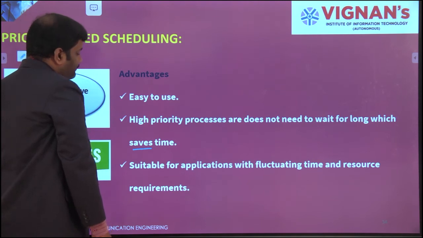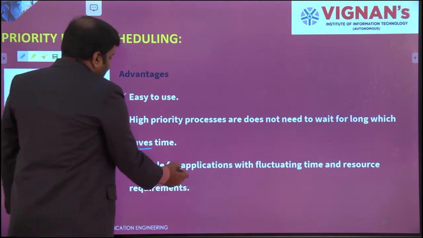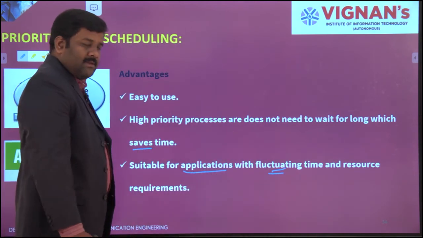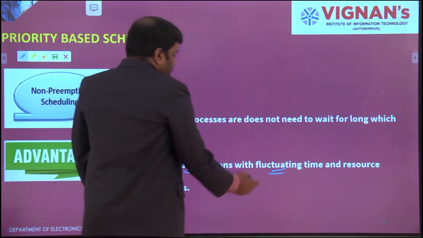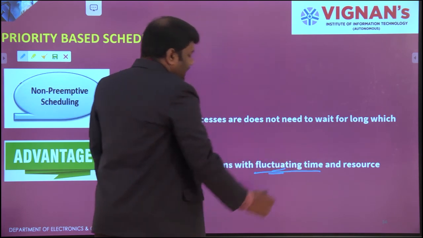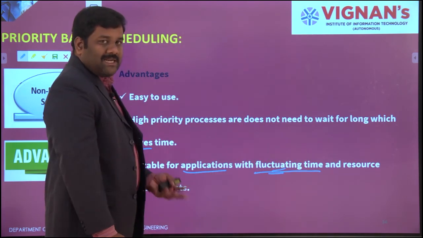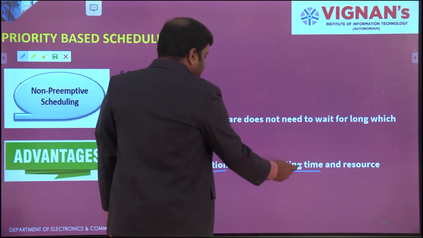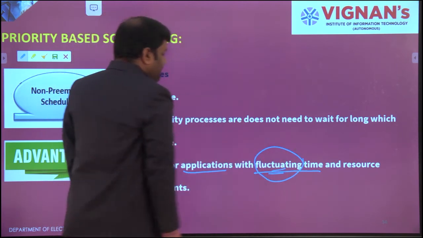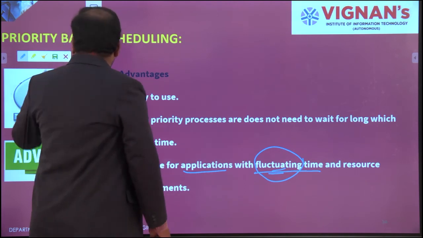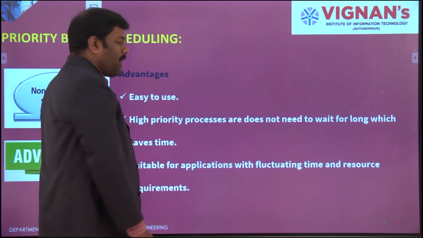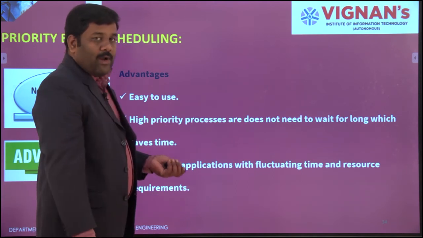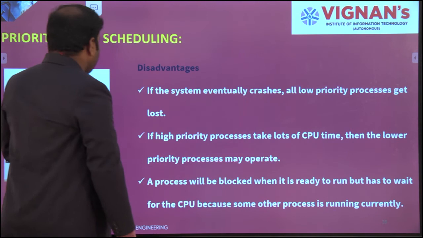And the last one is that it is most suitable for fluctuating time and resource requirements. What is fluctuating time? We can't judge for any task how much time it will take to complete. That is fluctuating time. Time will never be fixed for the execution of any process, whether it may be P1, P2 or P3. For those types of processes, this will be the more advantageous algorithm.